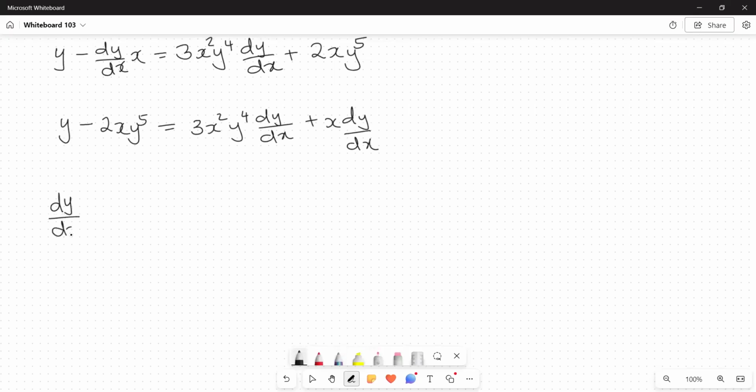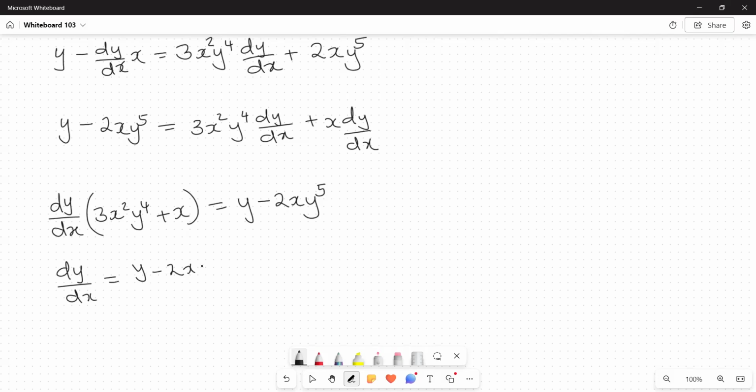So if I factor out dy/dx on this side, I have 3x squared y to the power of 4 plus x. And then this one, I write it here. I have y minus 2x y to the power of 5. Okay, and then divide everything by this bracket. That leaves us with dy/dx is equal to y minus 2x y to the power of 5 over 3x squared y to the power of 4 plus x.